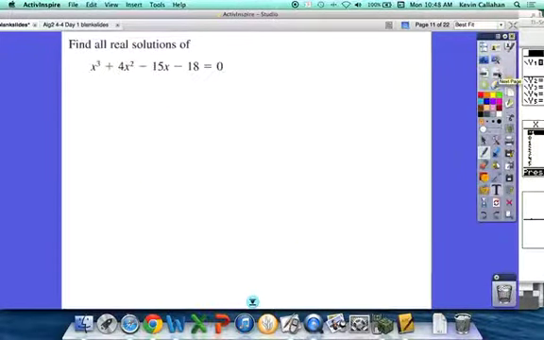Okay. Now, when it says find all the real solutions, that means we're not just limiting ourselves to rational zeros anymore, right? We have to find irrational zeros too. So let's see. Our first step could be to list all the possible rational zeros, but it's probably going to be to put it in the calculator, see if you could find one. All right, so let's do that.